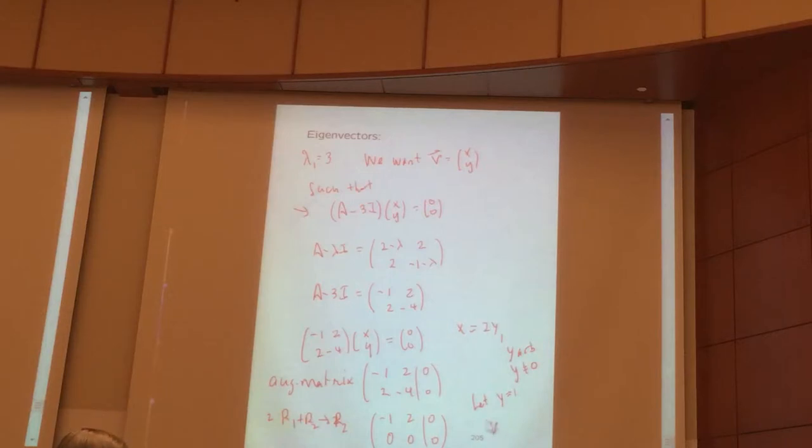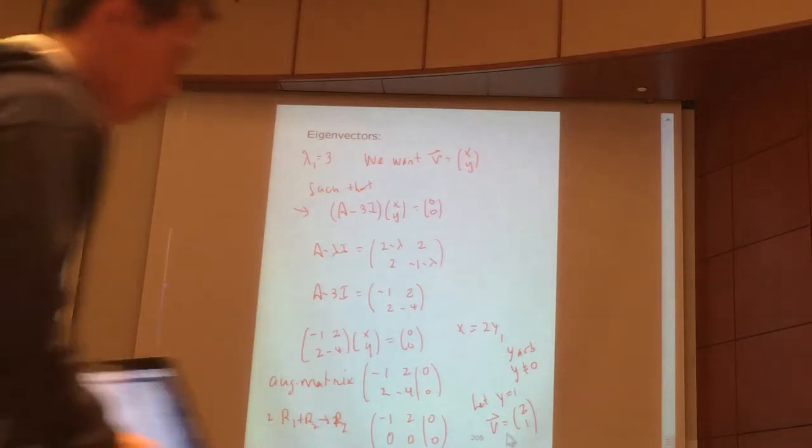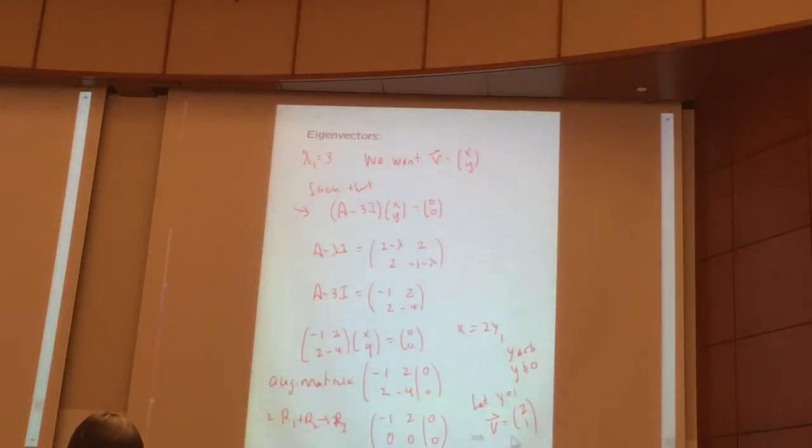So v is 2, 1. Suppose I pick y equal to 5, then x would be 10. And that would just be a multiple of 2, 1. Any multiple of this is also an eigenvector. Take a different y, you get a different x, but it's twice the y. And so you just get two times the value you chose for y. So it has infinitely many eigenvectors. They're all multiples of each other.